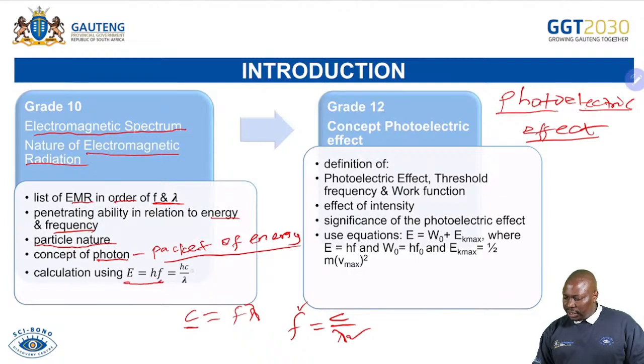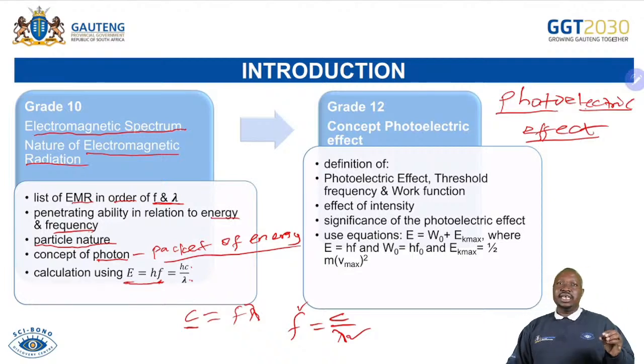I said frequency is the same as c over lambda. So sometimes you will be given wavelength. So you can use that equation, hc over lambda, which will be able to give us energy. So there are two equations of energy that we are having. We're saying E equals hf. When you are given the wavelength, you'll say E equals hc over lambda.